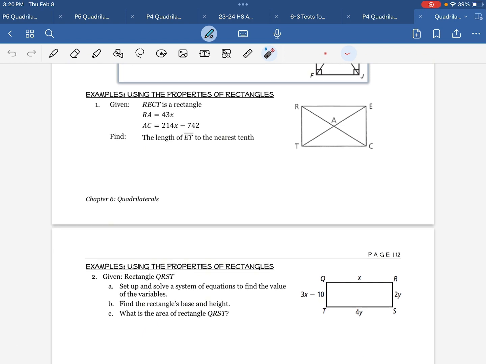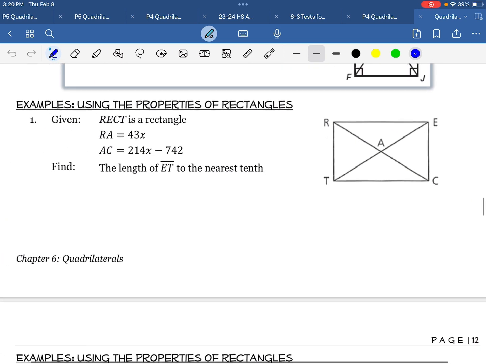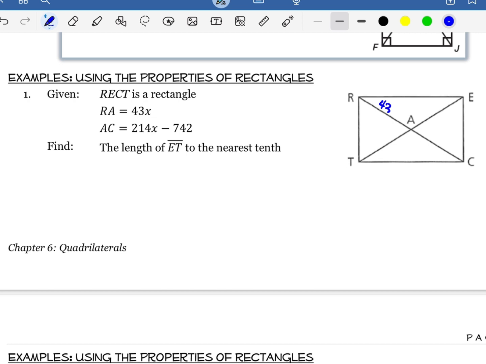It is telling us to use the properties of a rectangle to find the length of line ET to the nearest tenth. Okay, so it gives us some clues here. Rectangle RECT is a rectangle, so we need to know about a rectangle to help us find our answer. RA, let me zoom in on this, is 43x. And AC is 214x minus 742. Wow, look at that nice small number.